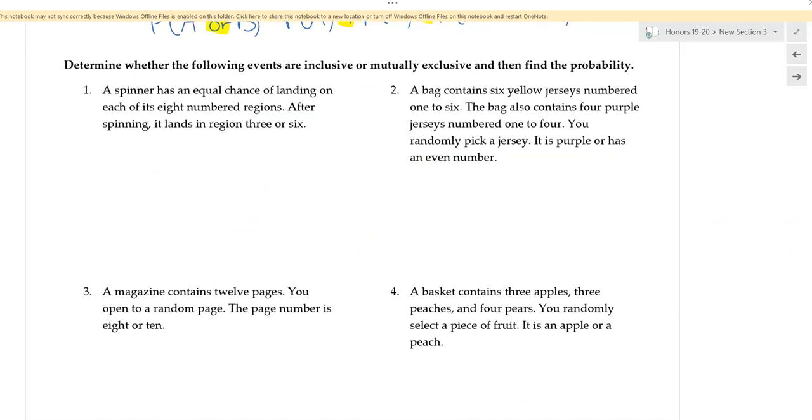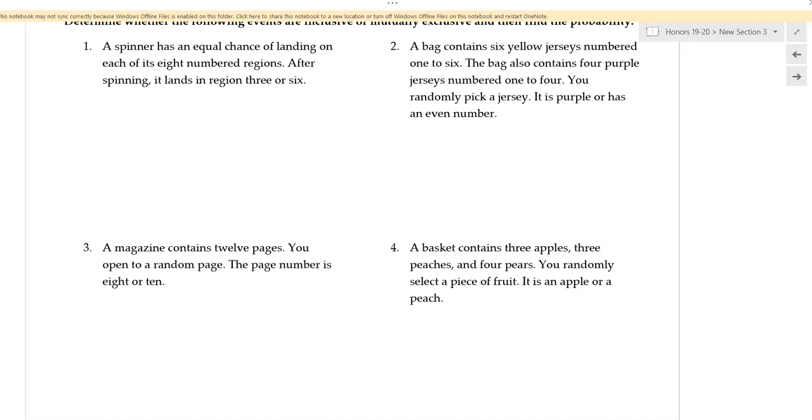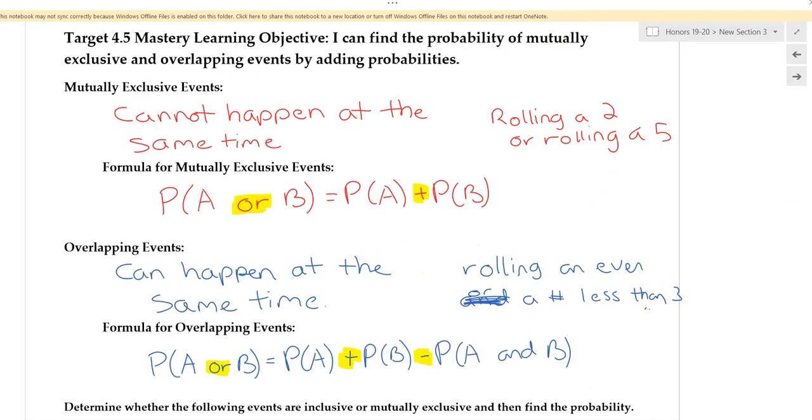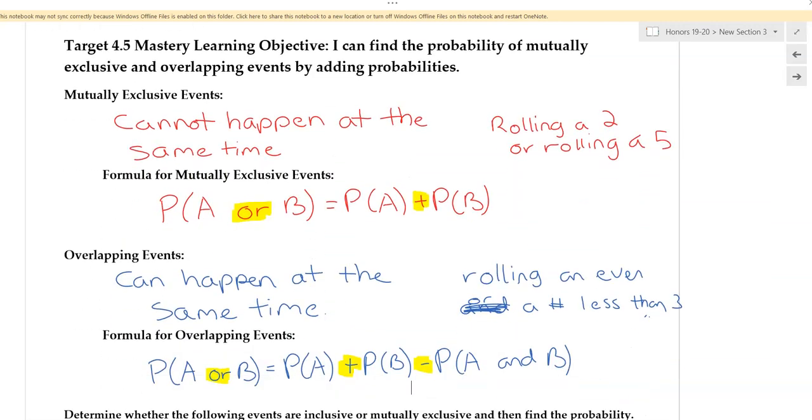Ooh. So looking at number 1, a spinner has an equal chance. Oh gosh, sorry guys. I don't know why this is doing weird things.